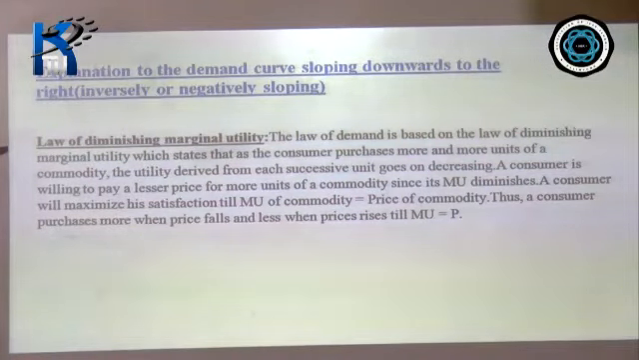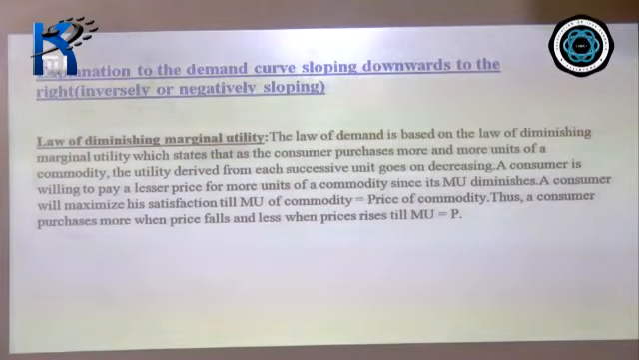Okay, let me read first. Law of diminishing marginal utility. The law of demand is based on the law of diminishing marginal utility. Diminishing means decreasing. Marginal utility states that as the consumer purchases more and more units of a commodity, the utility derived from each successive unit goes on decreasing. So this paragraph I am going to explain to you first, and then comes the rest. Let me explain with some example.